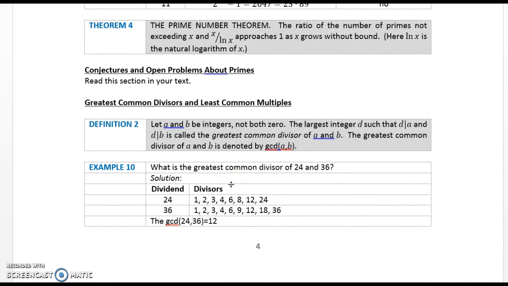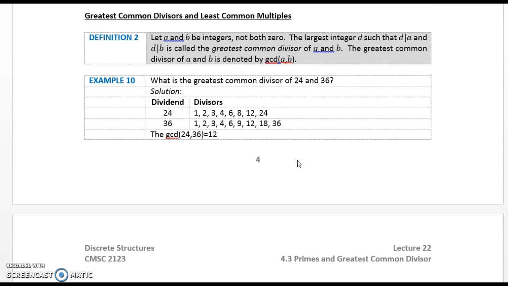Theorem 4, the prime number theorem. The ratio of the number of primes not exceeding x and x divided by the natural logarithm x approaches 1 as x grows without bound. Here, ln x is the natural logarithm of x. We have a discussion on the conjectures about primes, which I'm going to leave to you to read in your text. We continue with the greatest common divisors and the least common multiples.